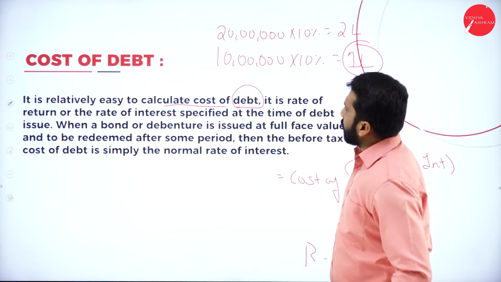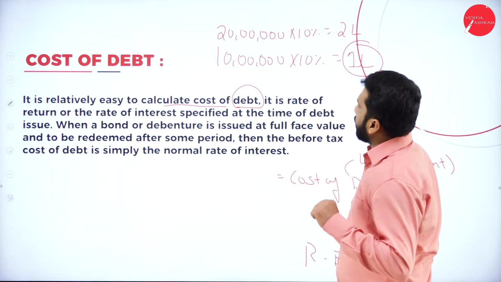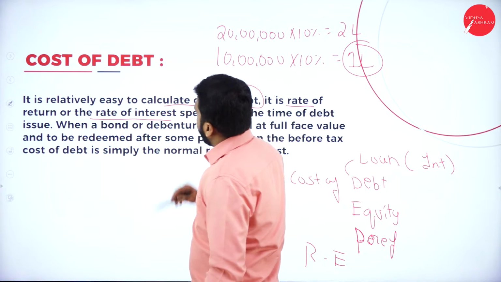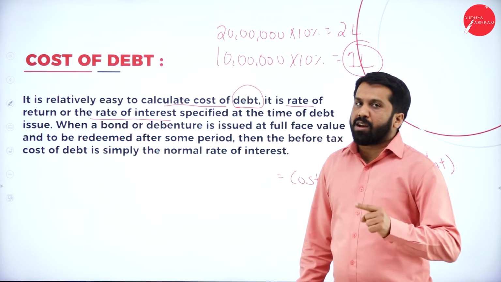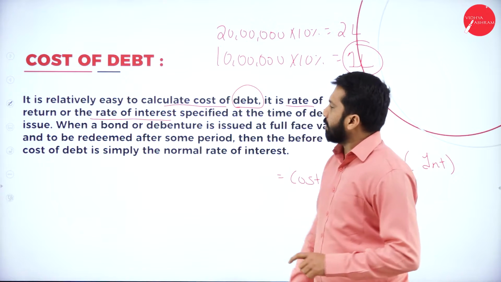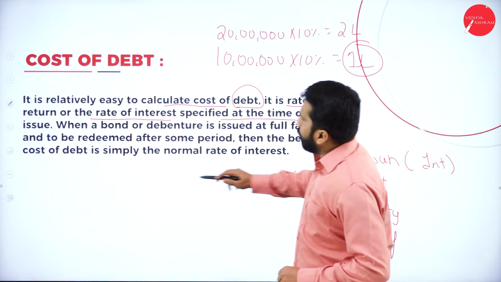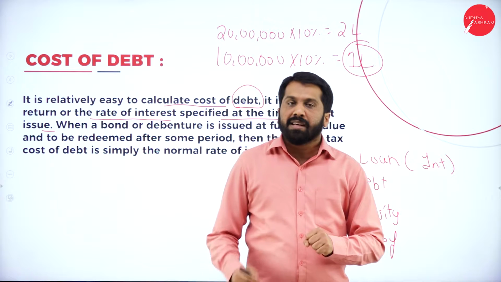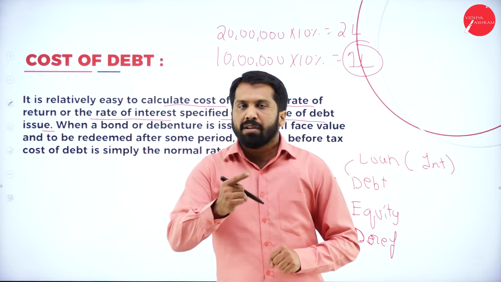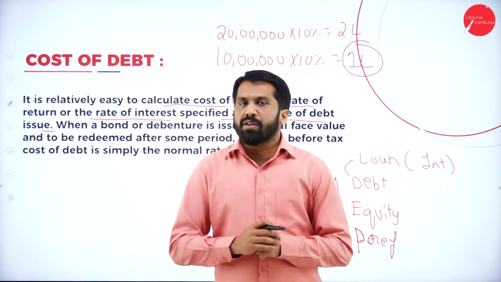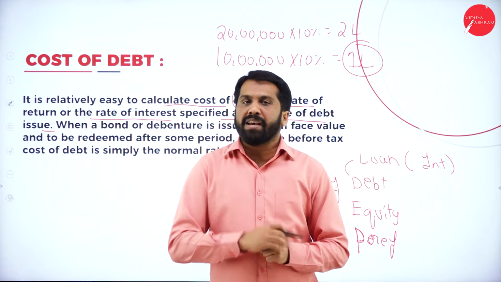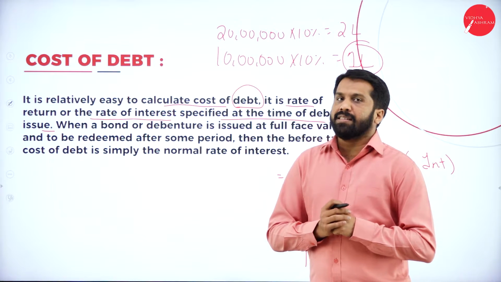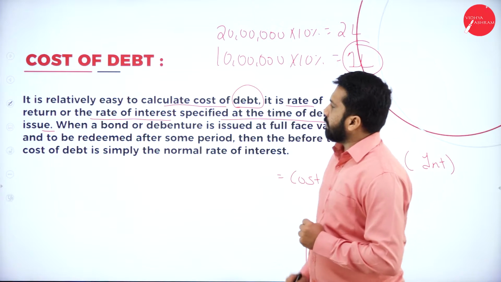Now, it is relatively easy to calculate the cost of debt. It is the rate of return or rate of interest. Rate of interest means how much you are paying. It is specified at the time of debt issue. So, no need for any confusion in this. Why? Because at the time of issue itself, you know what the percentage is, you know what the value is, you know how much you have to pay every month, every per annum. Everything will be predefined in this concept, like cost of debenture.